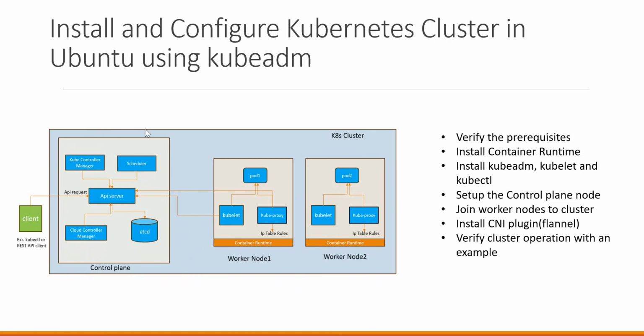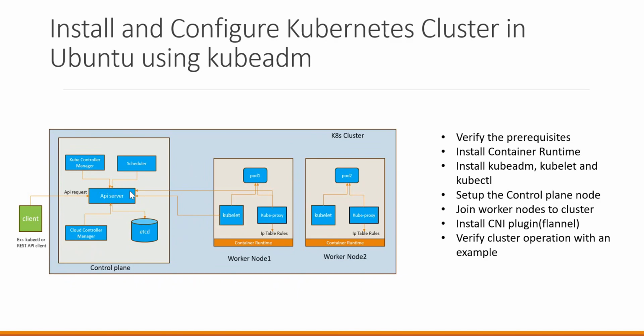In the first node, we will install the control plane components, and the other 2 nodes will be used as worker nodes. As part of the installation and configuration, we will perform all these tasks. First, we will verify all the prerequisites like CPU, memory requirements, and network communication between all these nodes, and so on. And then we will install the container runtime in each of these nodes. For this demo, we will choose containerd as the container runtime.